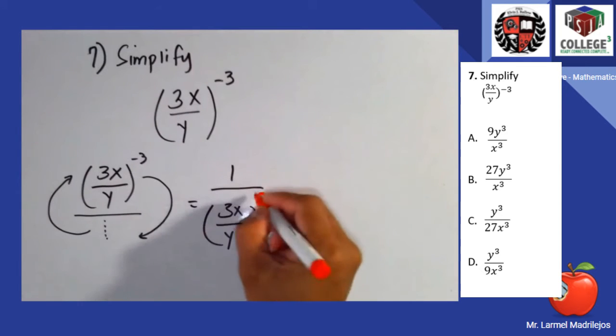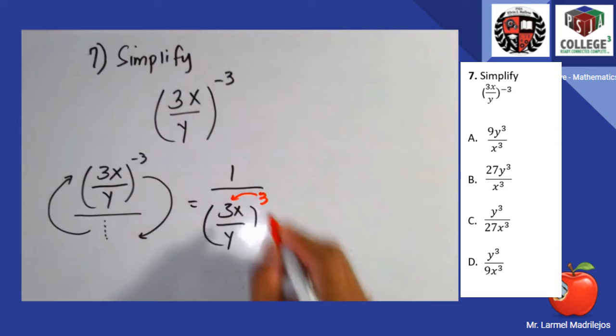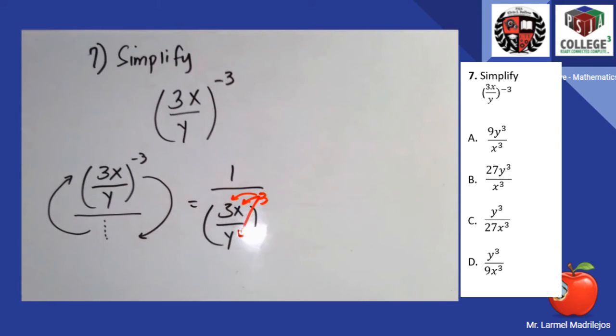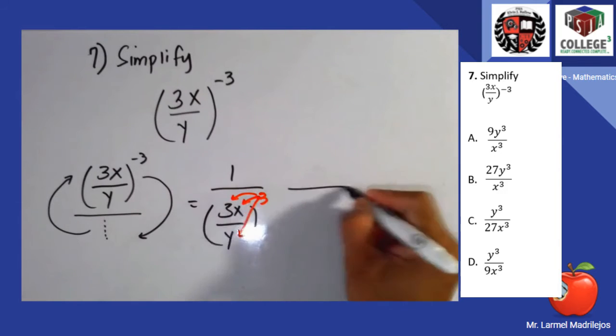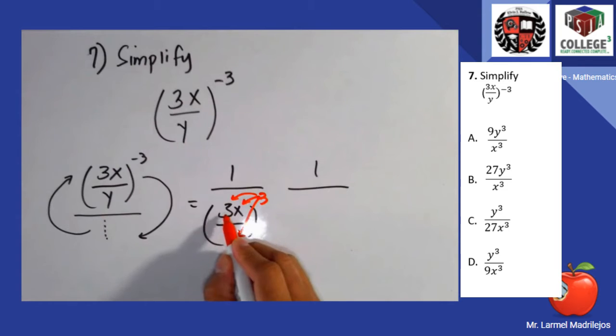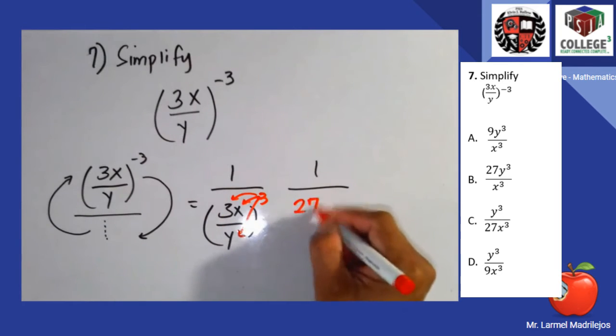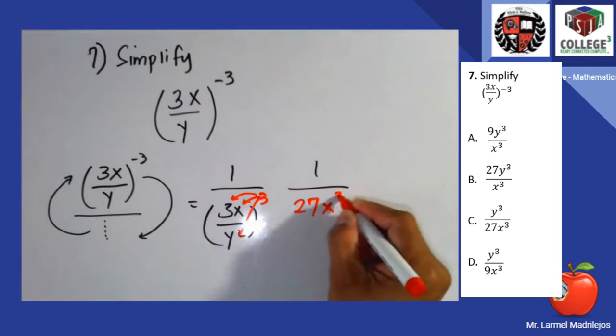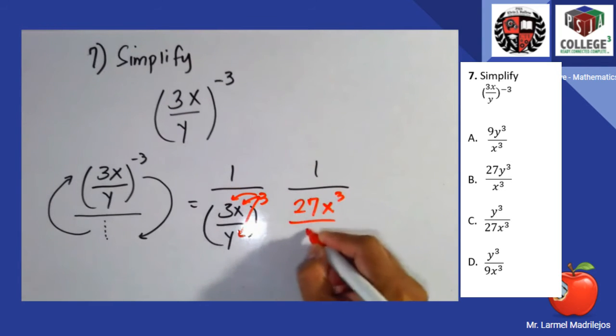We change the color. So I'm going to distribute this to every coefficient, variable, and variable. So we can eliminate letter A or D because this is a fraction. So 3 times 3 times 3 is 27. Okay, x raised to 3 and y raised to 3.